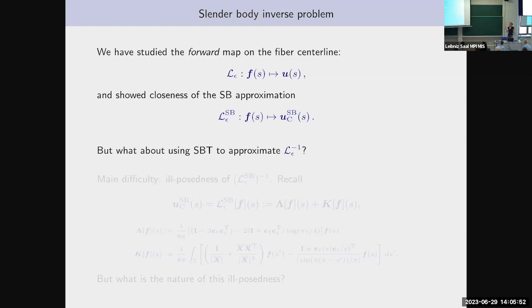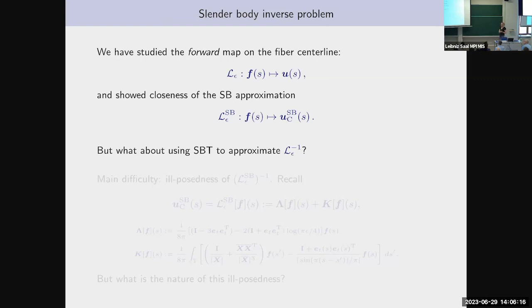But it's equally of interest, from an applications perspective, to ask about going the other direction. So what if you want to prescribe the filament velocity and solve for the force density along the filament, right? So instead you prescribe U, you want to solve for F. And so from a PDE perspective, this is actually much simpler. It's just the Dirichlet problem for the Stokes equations, right?